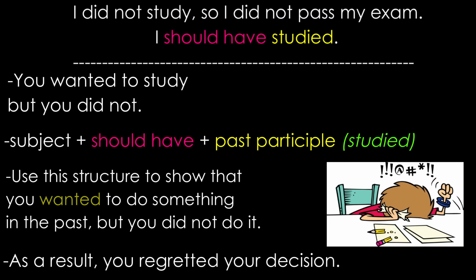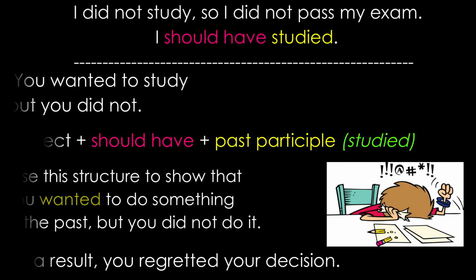When do you use this structure, should have plus past participle? Use this structure to show that you wanted to do something in the past, but you did not do it. Because you did not do it, the result is that you regretted your decision. In the example above, the decision that you regretted is that you did not study.